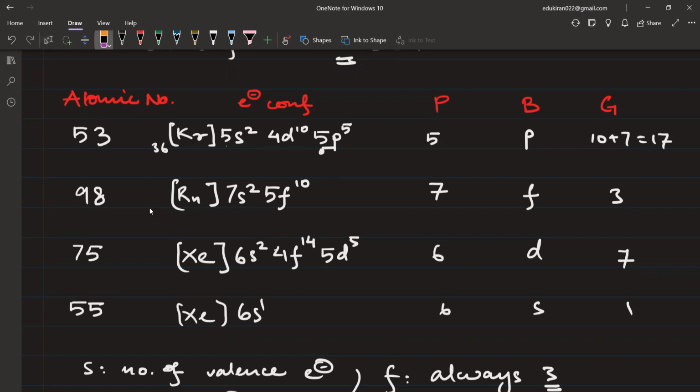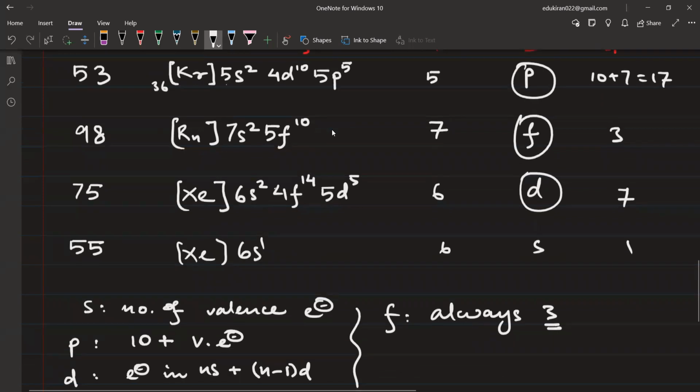Otherwise, this SPDF, these are known as subshell. Have you heard of subshell? No, sir. Okay, for you, it is just block. So you have to just say where the last electron is entering. And what about the group number for P? How do we identify the group? How do we tell the group number for P? 10 plus valence electrons. Very good. And for F? Sir, it's always 3. Very good. And for D? For D, it is electrons in S and D subshell. Correct. And for S, it is valence electrons.